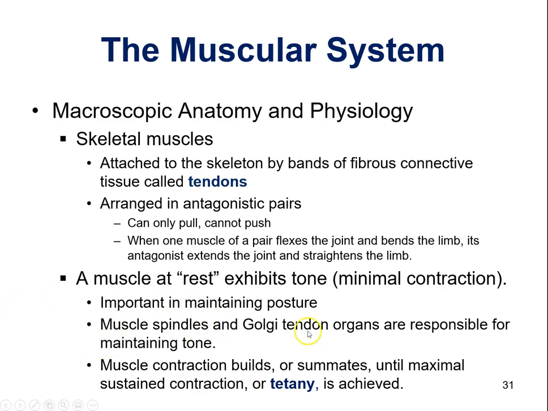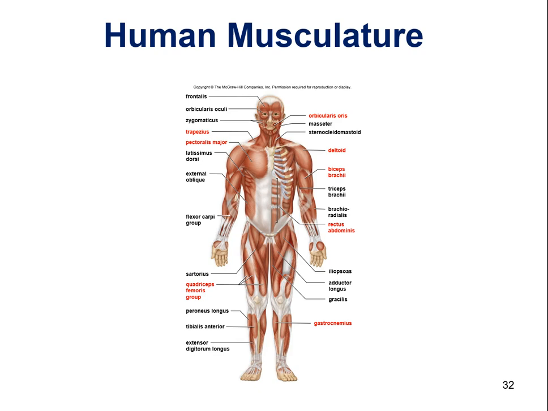It says there's muscle spindles and Golgi tendon organs. These are essentially sensors within the muscles that are responsible for maintaining that tone, okay? It says muscle contraction builds or summates until maximal sustained contraction, or tetany, is achieved. And so muscles can reach this maximum amount of contraction. So we're mentioning this low end where you have a minimal amount of contraction called tone, versus maximum contraction called tetany. Okay, I did do it.